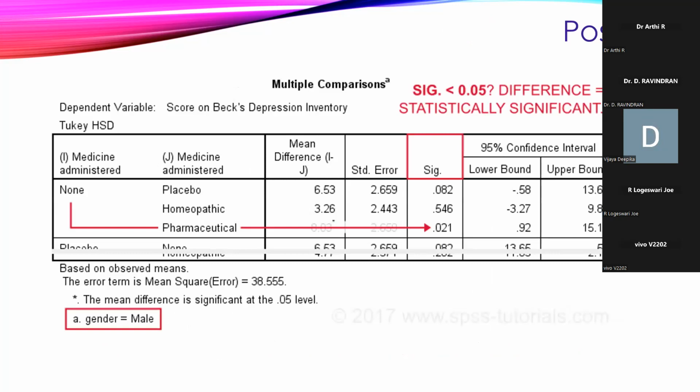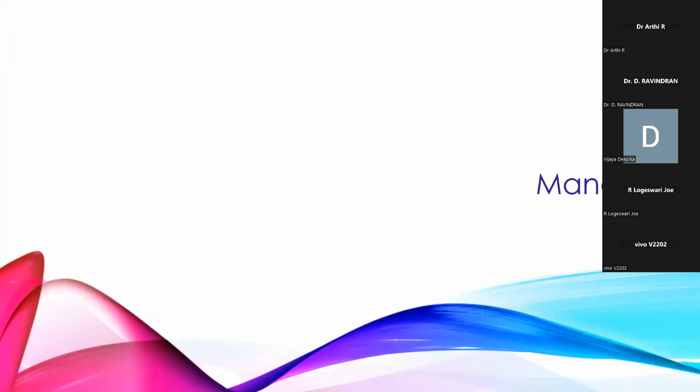Okay, post-hoc also they have interpreted. Now we are going to go to MANOVA. M followed by ANOVA. ANOVA is analysis of variance. M is multiple, so multiple ANOVA or multi-ANOVA is called MANOVA. What do you mean by that?